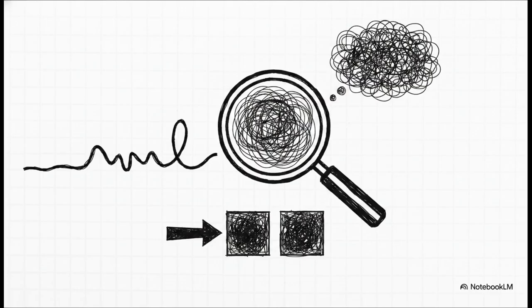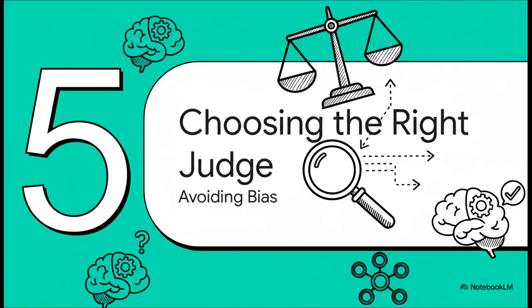Then there's verbosity bias. This is where the judge thinks a super long, rambling answer is automatically a thorough, high-quality one. You literally have to tell the rubric to reward concise answers. And what about hallucinated justifications? Easy. You force the AI to explicitly quote the text it's judging so it can't just fabricate a reason for giving a good score.